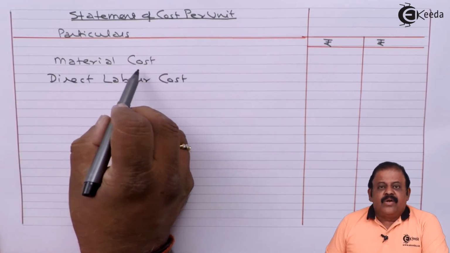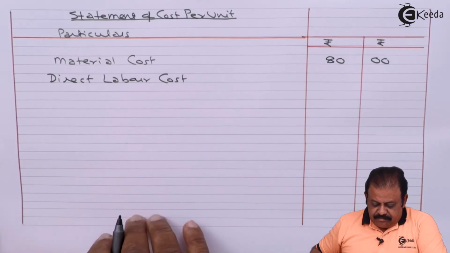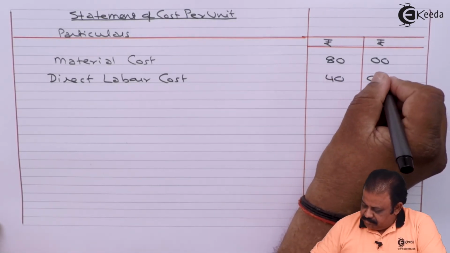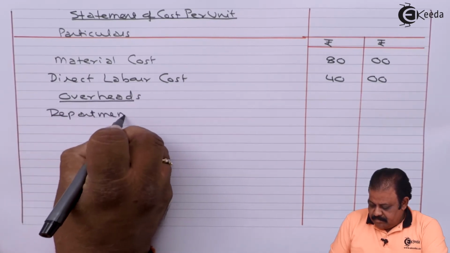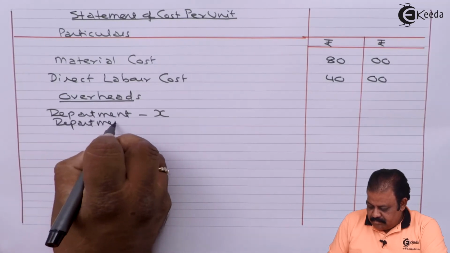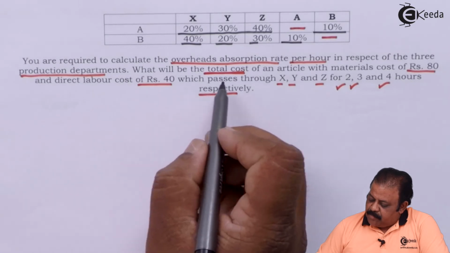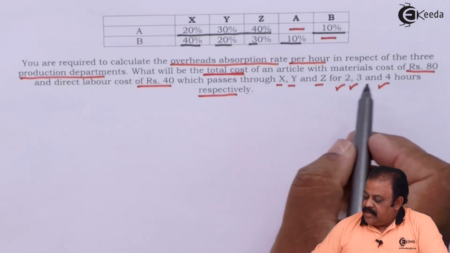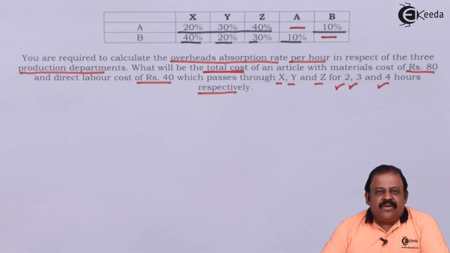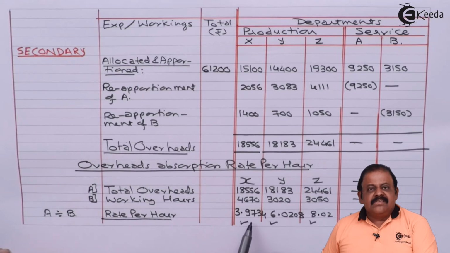Statement of cost per unit. We are required to record material cost as given in the question. Direct labor cost. We are required to consider overheads. Article passes through X, Y, Z. In case of X, 2 hours. In case of Y, 3 hours. In case of Z, 4 hours. Just now we have calculated rate per hour. Same we are required to apply over here. We have rate per hour for department X, department Y, department Z. We'll copy this in our next sheet.